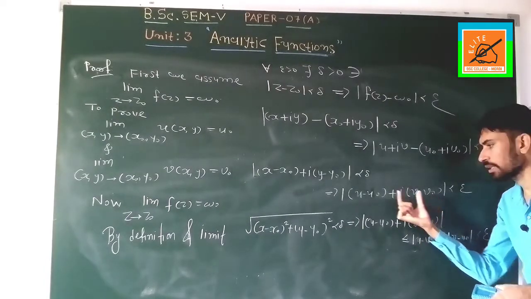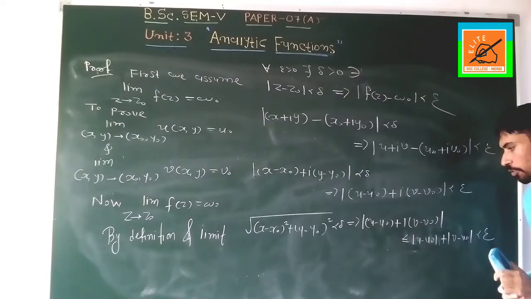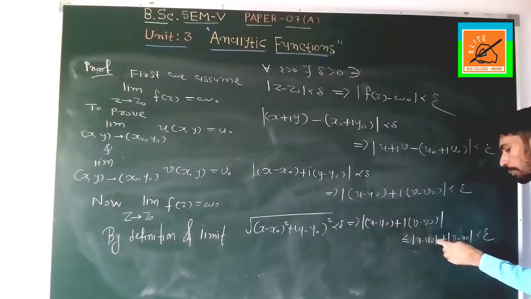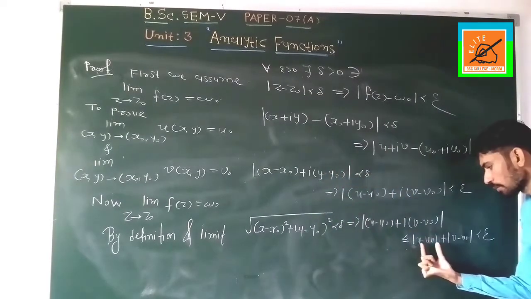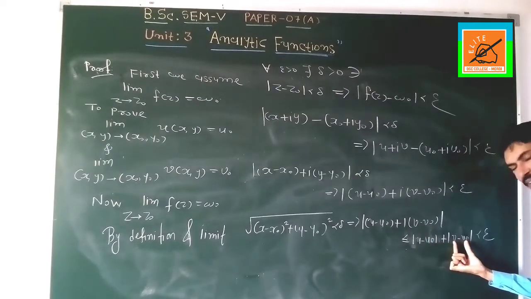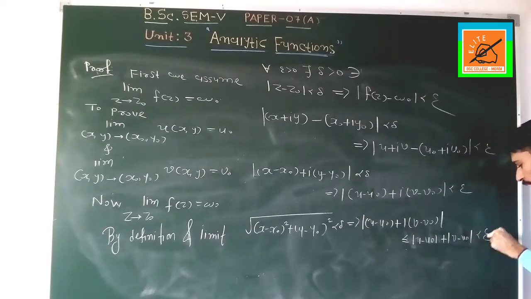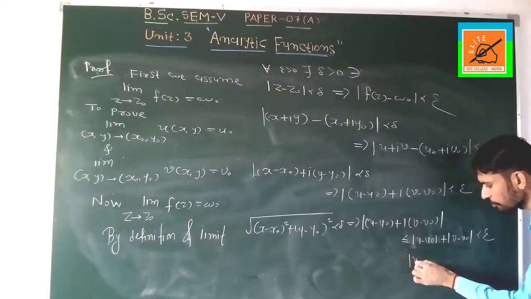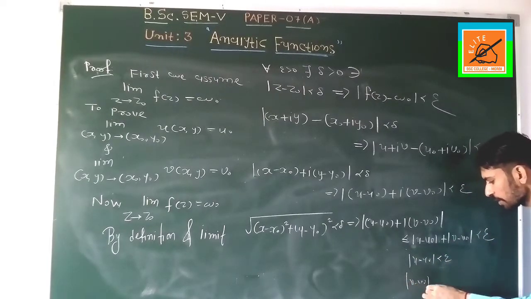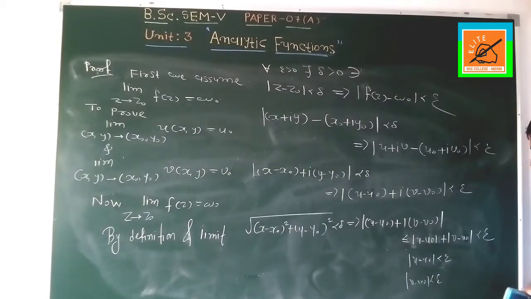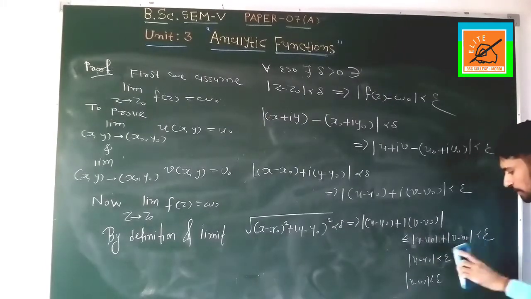So we have used the inequality: mod x plus iy can be written as less than or equal to mod x plus mod y, our second note. So mod u minus u0 plus mod v minus v0 less than epsilon. Now see, mod u minus u0 plus mod v minus v0 less than epsilon means we are adding two terms and the answer is smaller than epsilon. So the term mod u minus u0 will be less than epsilon, and mod v minus v0 will also be less than epsilon. If the addition of two terms is less than epsilon, then both terms are always less than epsilon. So here we write our next step.